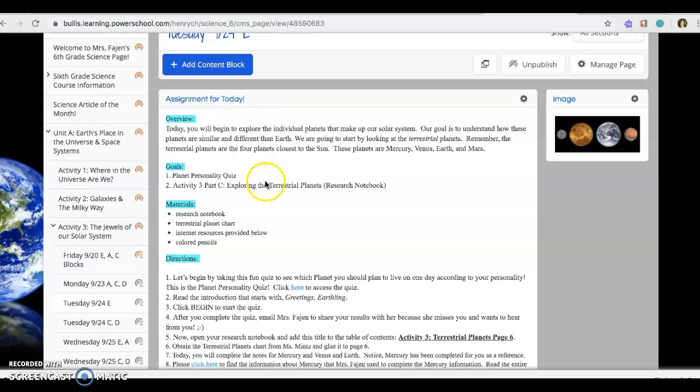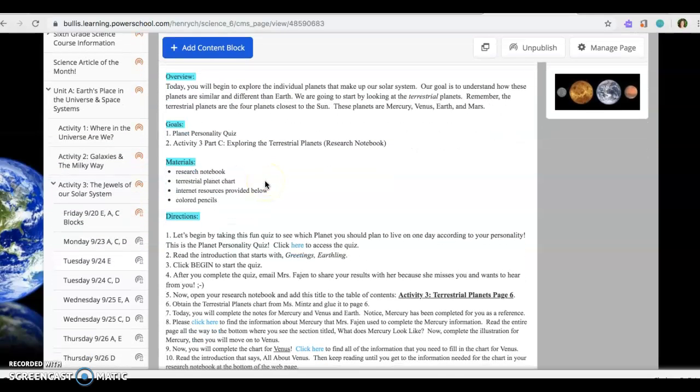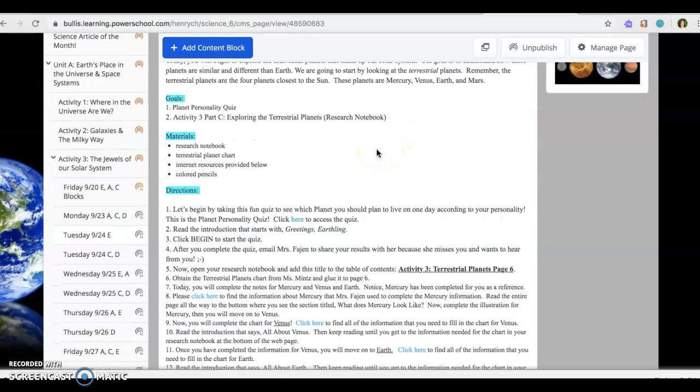So you're going to start by completing this planet personality quiz, which I will get to in just a moment. And then you are going to be doing some work in your research notebooks. So for today, you are going to need the following materials. You will need your research notebook. You are going to obtain what is called the terrestrial planet chart from Miss Mintz. Then you will be using some internet resources provided below, along with some colored pencils.